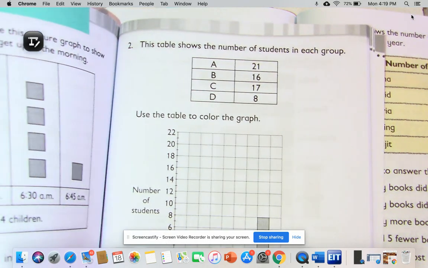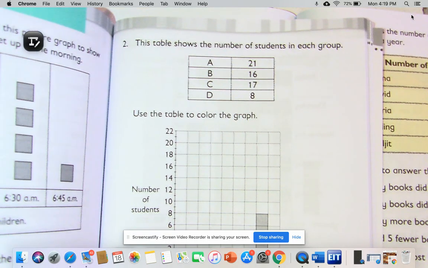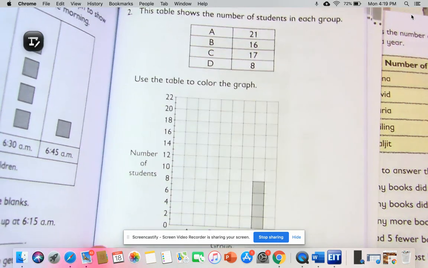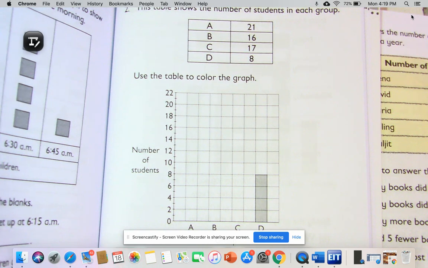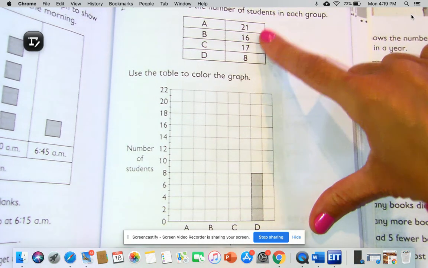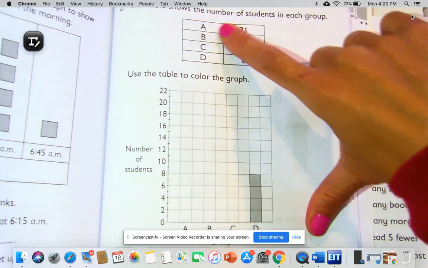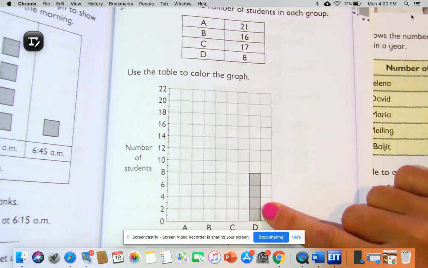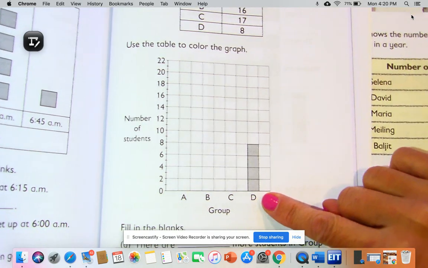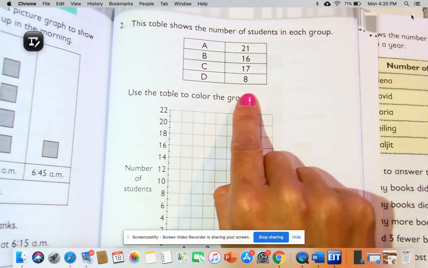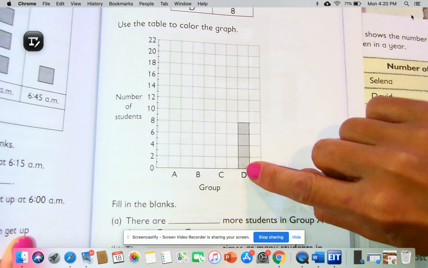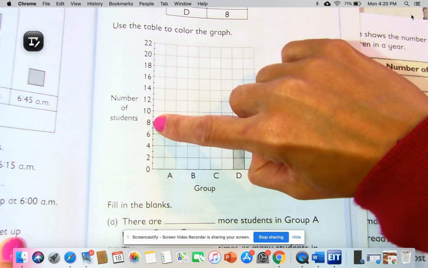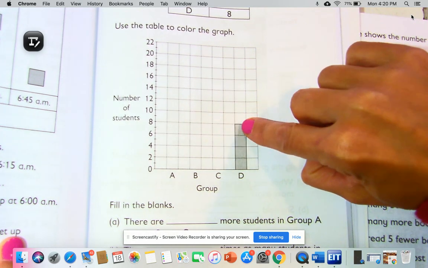This says, this table shows the number of students in each group. Use the table to color the graph. Ooh, this should be fun. If you have some colors, you could take out some colors, or you could just use your pencil. Okay, so it looks like there are different numbers of students in group A and group B and C and D, and we are going to color in this graph. They've done one of them for us. So they've done group D, and we can see in the table group D had 8 students in it. And so for group D, they colored in the box all the way up to the 8. And if we follow with our finger, we can see this is the 8 mark.